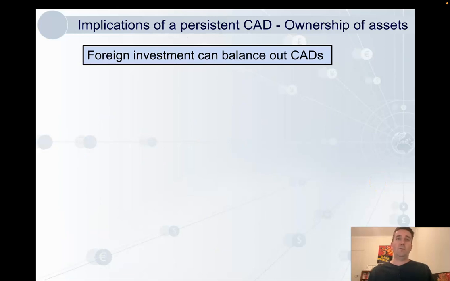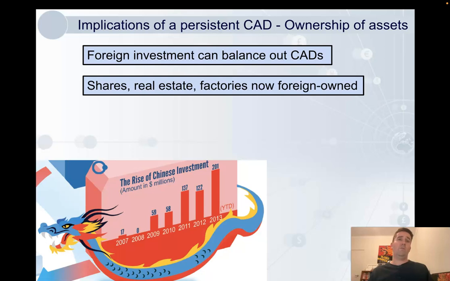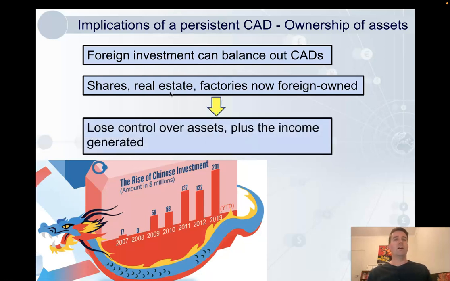Okay, foreign ownership of domestic assets. So foreign investment, as we know, can help balance out a current account deficit. Now, foreign investment can be portfolio investment or foreign direct investment. Now, when these assets are sold overseas, so let's say shares, real estate, factories, when they're sold to overseas interests, it means local countries can lose control over their own assets, or what were their assets. Plus, they don't get that income generated. That income generated flows overseas. Becomes an outflow in the current account.